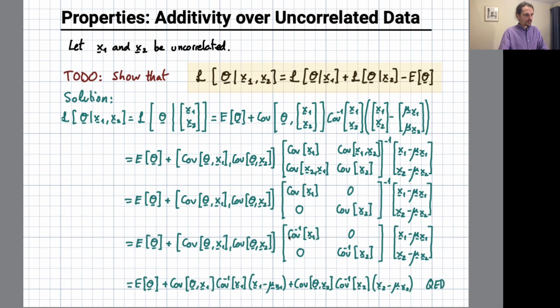So now one can just multiply this matrix and this matrix here, okay, and that yields this term plus this term. So here we see that this expectation of theta plus this is the LMMSE estimator of theta given x1. However, to define here the LMMSE estimator of theta given x2, we would need an additional mean of theta. So what we do is add and subtract the mean of theta, and therefore we just arrive at these two terms here, and this concludes the proof.